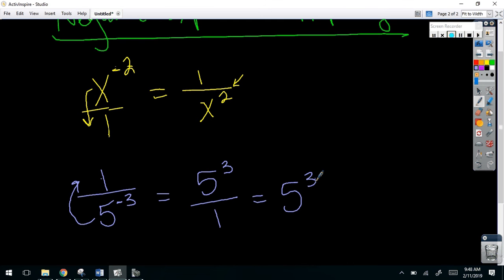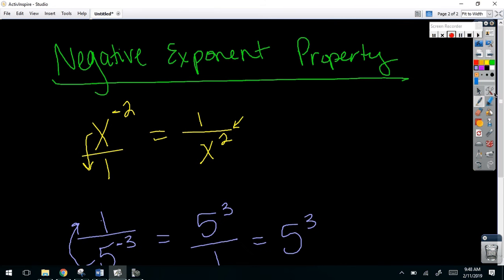So let's do a few examples and then we're going to pull everything together and see what happens. Practice makes perfect on these.